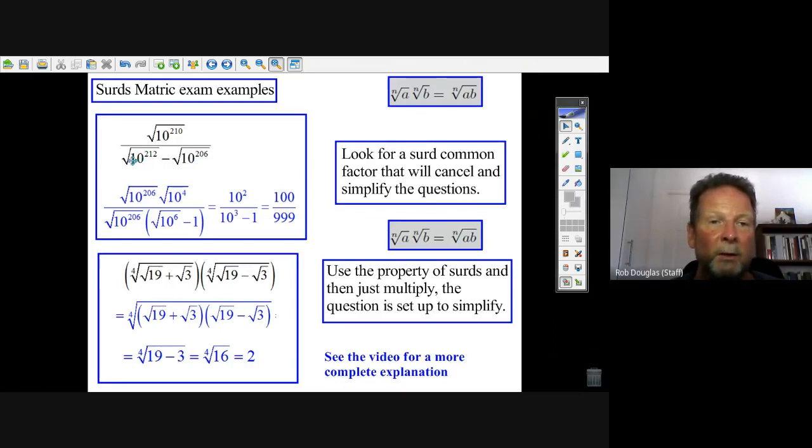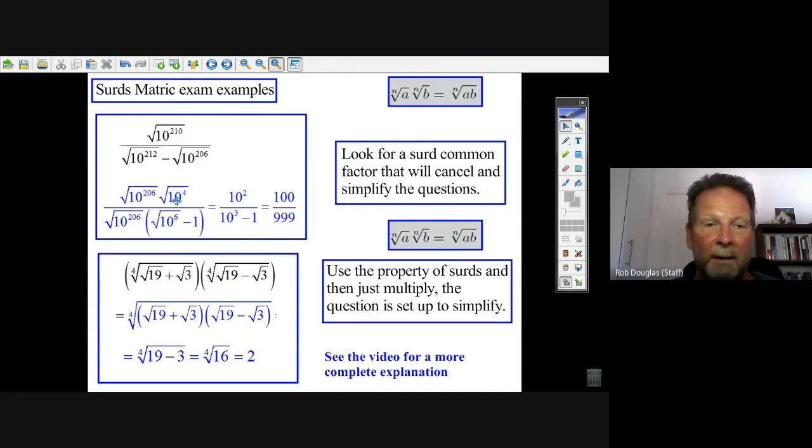So what you do is you go root 10 to the 206 times root 10 to the 4, and then if you multiplied it by root 10 to the 6, you see 206 plus 6 gives you the 212. And root 10 to the 206 times a minus 1 gives me this. Root 10 to the 206 times root 10 to the 4th gives me this. So that simple thing of being able to split up the root into the product of two roots separately, that's all I've done here. But now that big 10 to the 206 cancels, and it gets much easier.